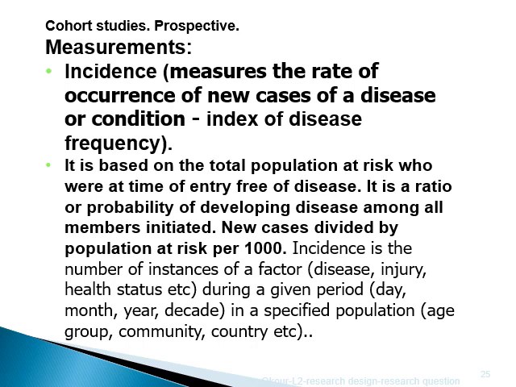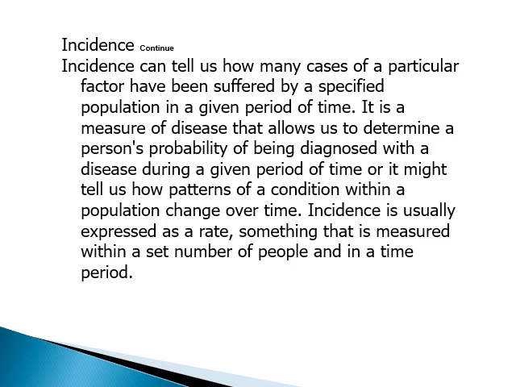Incidence is the number of instances of a factor, disease, injury, or health status during a given period in a specified population. Incidence can also tell us how many cases of a particular factor have been suffered by a specified population. It's a measure of disease that allows us to determine a person's probability of being diagnosed with disease. Incidence is usually expressed as a rate, something that is measured within a set number of people and in a time period.